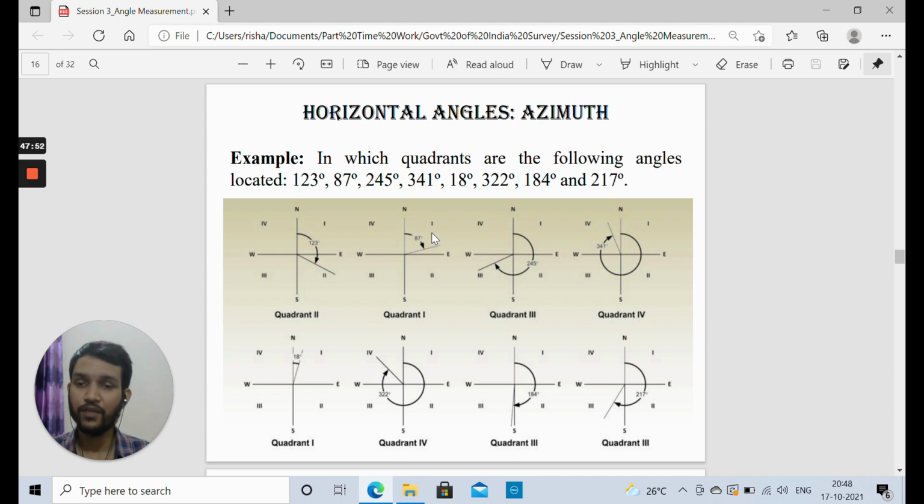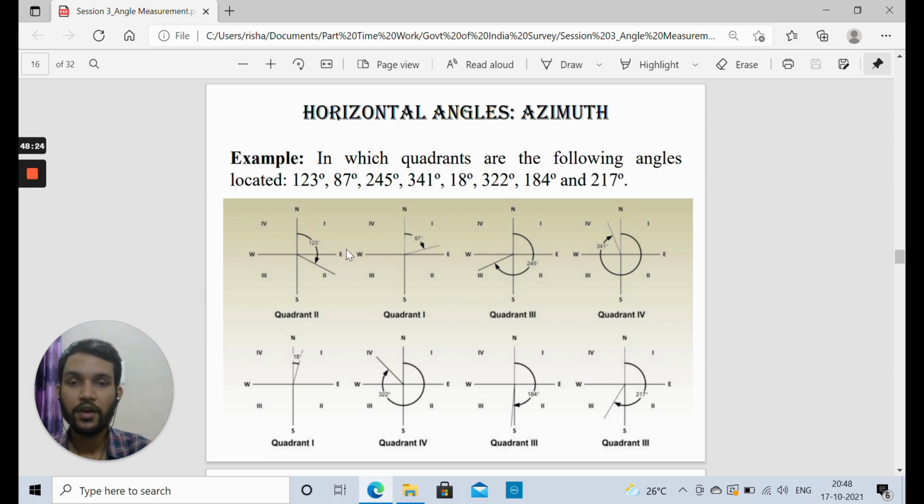So what does that 123 degree depict? It depicts that with reference to that northern axis, in clockwise direction, an angle of 123 degrees has been made. It means that for the particular line we are talking about, since this angle is greater than 90 degrees and less than 180 degrees, we are in the second quadrant, and that second quadrant denotes that we are in the eastern direction and in the southern direction. So the second quadrant, you can see, depicts the southeast quadrant.